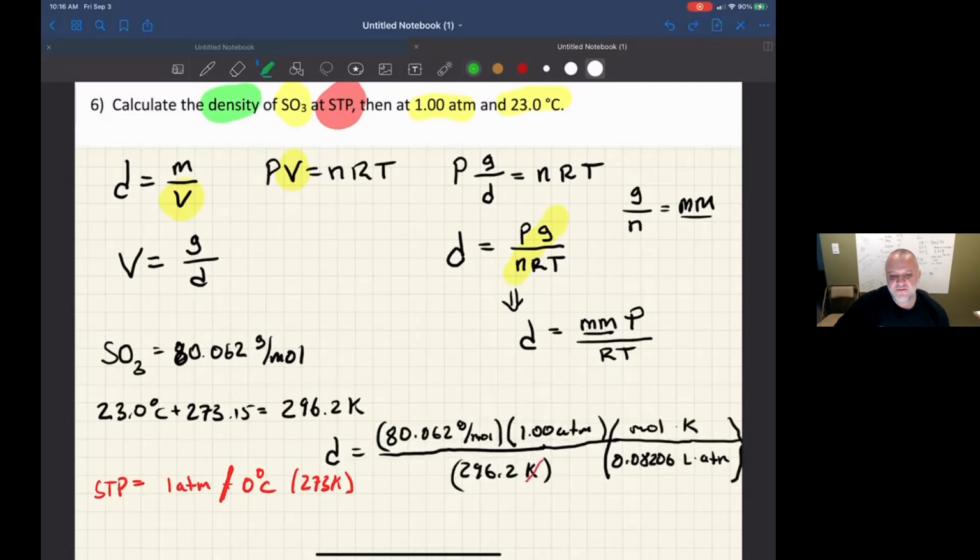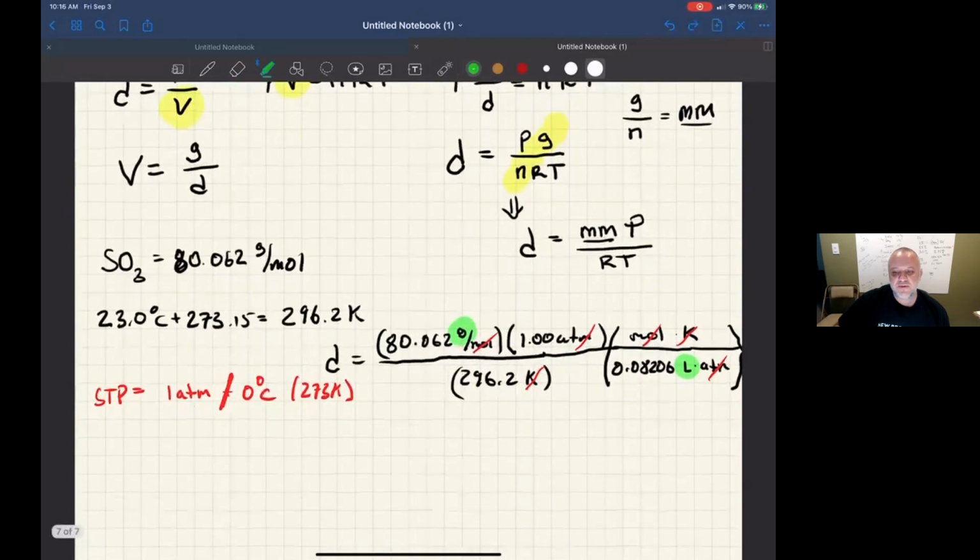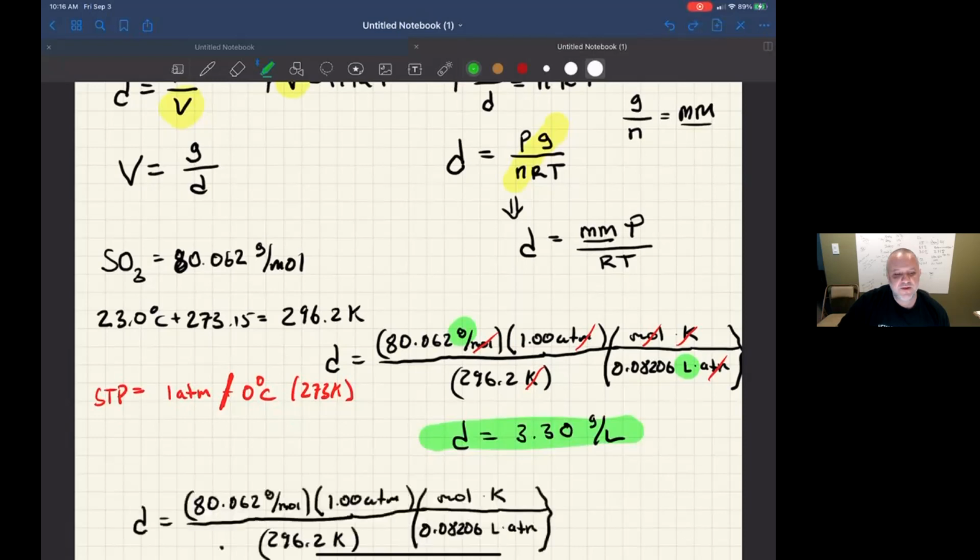Let's check these units real quick. Kelvin cancels with Kelvin. Atmospheres cancel with atmospheres. Moles cancel with moles. I'm left with grams per liter. And grams per liter is density, mass over volume. And so the density at 23 degrees Celsius is 3.30 grams per liter.